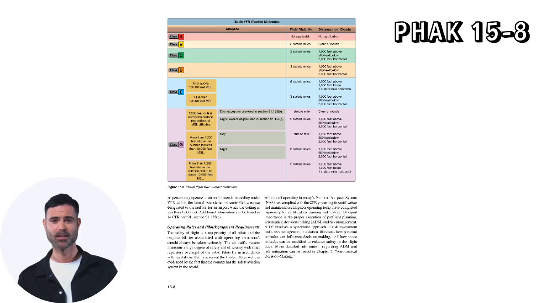Operating rules and pilot equipment requirements. The safety of flight is a top priority of all pilots, and the responsibilities associated with operating an aircraft should always be taken seriously. The air traffic system maintains a high degree of safety and efficiency with strict regulatory oversight of the FAA. Pilots fly in accordance with regulations that have served the United States well, as evidenced by the fact that the country has the safest aviation system in the world. All aircraft operating in today's National Airspace System, NAS, have complied with the CFR governing its certification and maintenance. All pilots operating today have completed rigorous pilot certification training and testing.